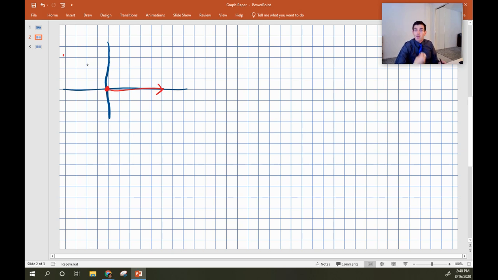So if I wrote that out, or if I was describing it to somebody, I would say this is a vector that is 5 units long. Units is in units of the graph. 5 units to the positive x direction.